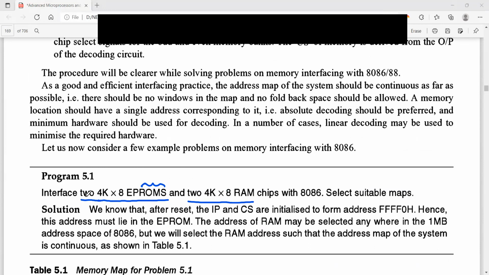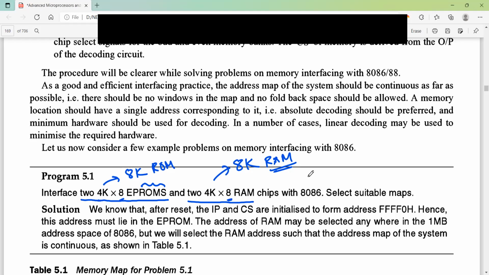Just understand we have 4 ICs: 2 ROMs of 4K and 2 RAMs of 4K. Two 4K chips means how much in total? 8K of ROM we have and 8K of RAM we have. And what does this 8 represent? That represents that each location will have 1 byte, that is 8 bits. So we have 4 chips in total, each having 4K. Out of that, 8K will be ROM and 8K will be RAM.